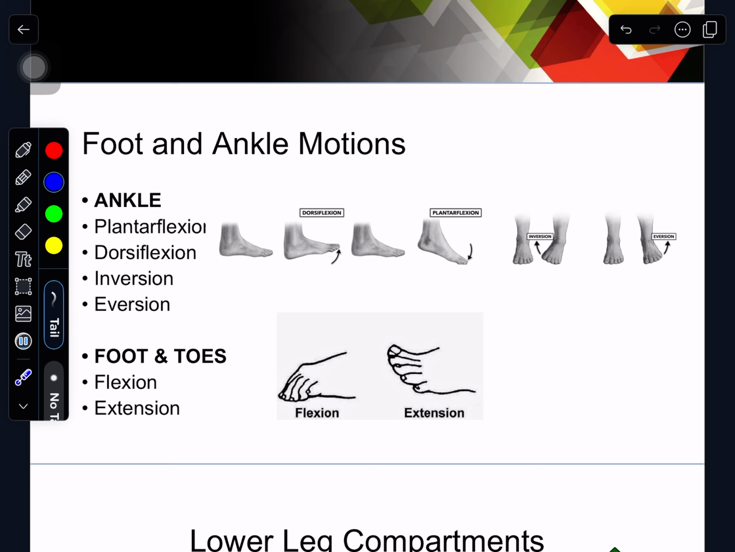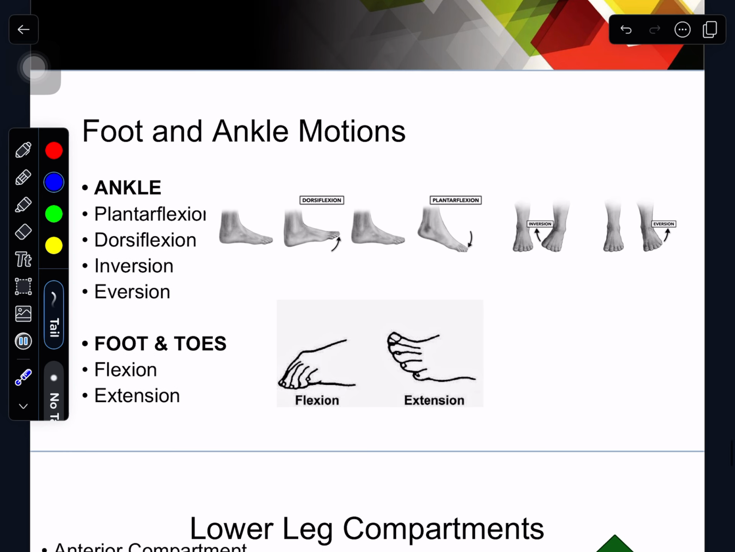Eversion will be kind of the opposite, swinging the foot out more laterally or away from the midline. We'll also see a couple motions of the phalanges that we need to discuss, and that's going to be flexion and extension. So again, kind of curling the toes, bringing the toes more downward, that's going to be toe flexion. And then bringing the toes up again, right, pointing them upwards, more toward the dorsal aspect, is going to be phalangeal or digital extension, right?